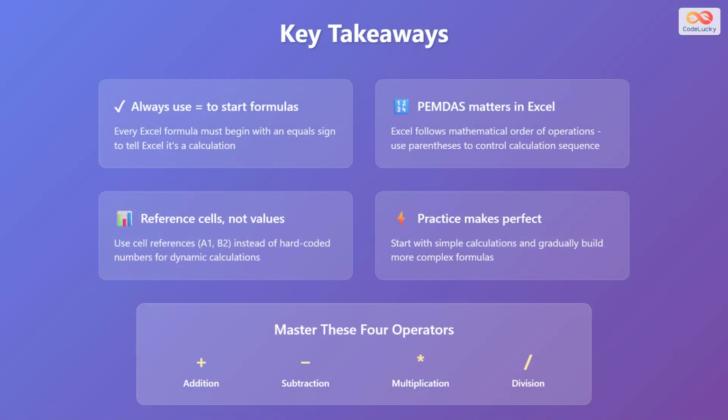Here are some key takeaways to remember. Always use the equals sign to start your formulas. Every Excel formula must begin with an equals sign to tell Excel it's a calculation. Keep in mind that PEMDAS matters in Excel. Excel follows the mathematical order of operations. Use parentheses to control the calculation sequence. Reference cells, not values. Use cell references like A1, B2, instead of hard-coded numbers for dynamic calculations.